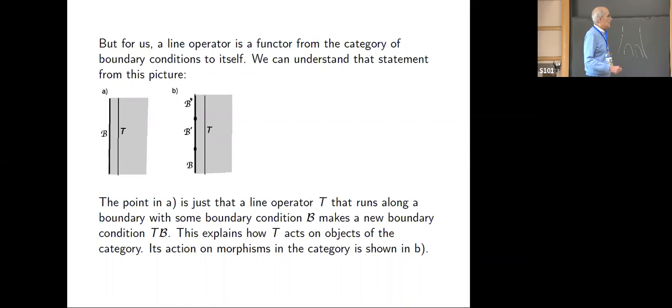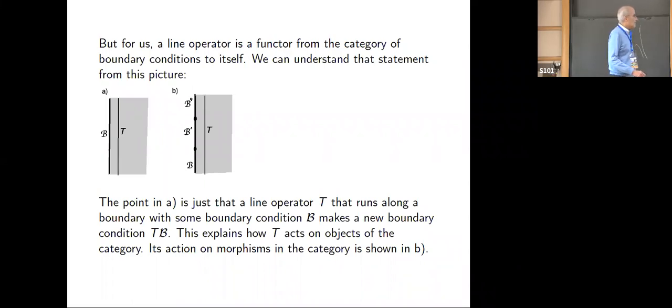We can understand that statement from this picture. So here's a boundary of our picture. Here's a line operator, which could be supported on any one manifold, but I've chosen a one manifold that runs parallel to the boundary. And of course, there's a Riemann surface C not drawn. The boundary exists everywhere on C, but the line operator is localized at a point in C. That'll be important in a little while.